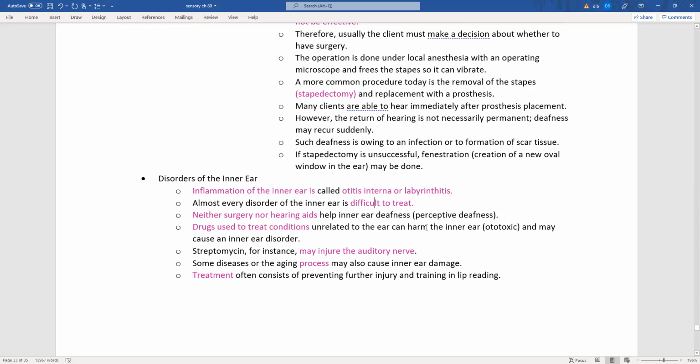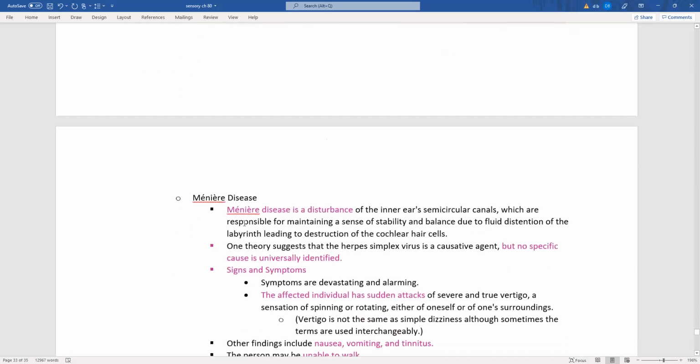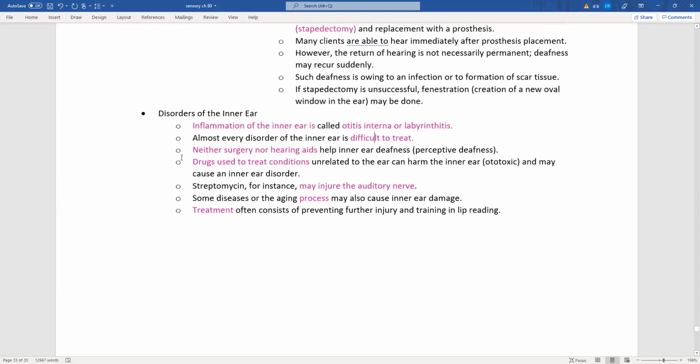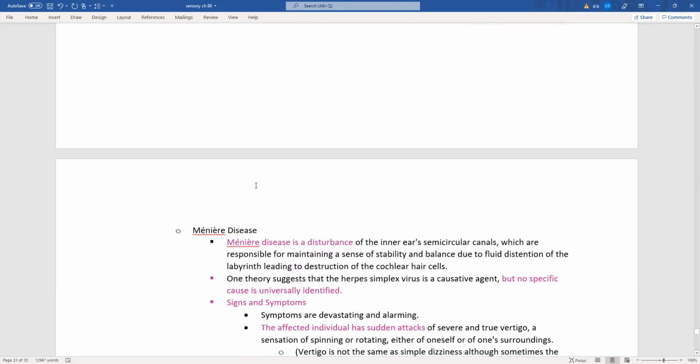Drugs used to treat conditions unrelated to the ear can harm the inner ear, like ototoxic, and may cause an inner ear disorder. Streptomycins, for instance, may injure the auditory nerves. So streptomycins, we know those are used for strep throat, an antibiotic for strep. Will fuck up the inner ear. Some diseases of the aging process may also cause inner ear damage. Treatment often consists of preventing further injury and training in lip reading because you pretty much finna lose your fucking ear, your hearing altogether when you get deep up in that damn ear.